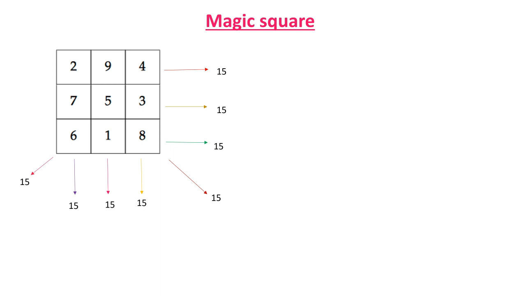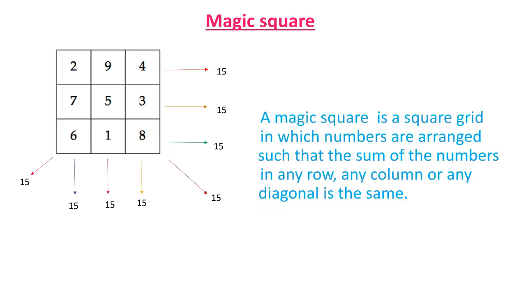So here we find that whatever it is, the rows, the columns or the diagonals, if we are adding the numbers, we are getting a common number, that is 15. So we can define a magic square as a square grid in which numbers are arranged such that the sum of the numbers in any row, any column or any diagonal is the same.